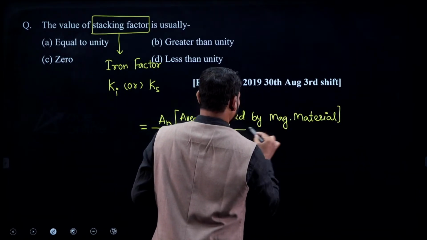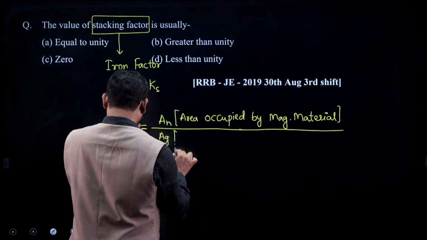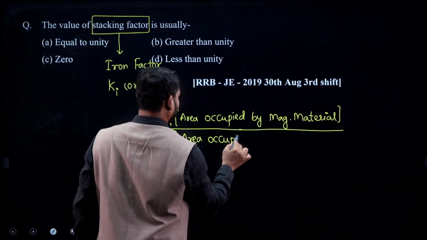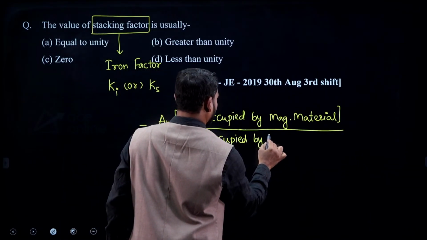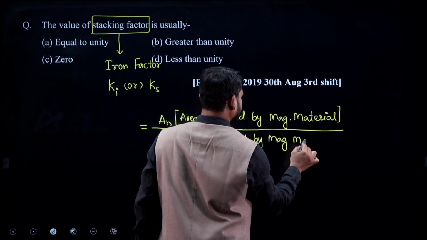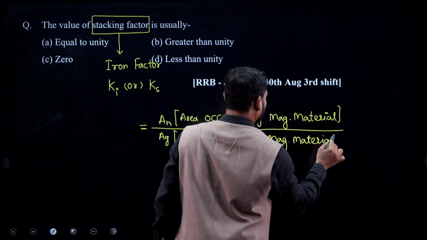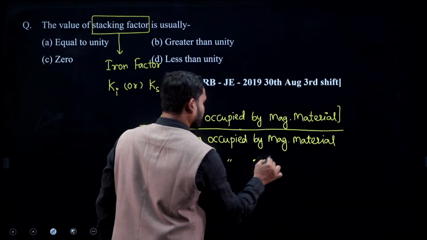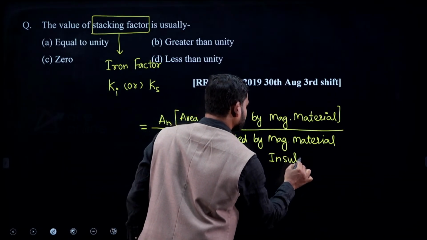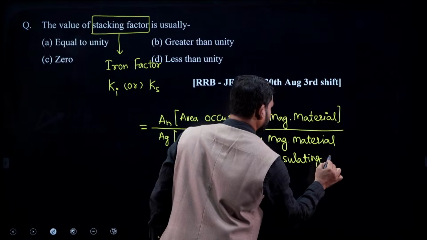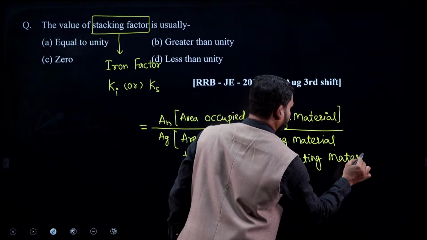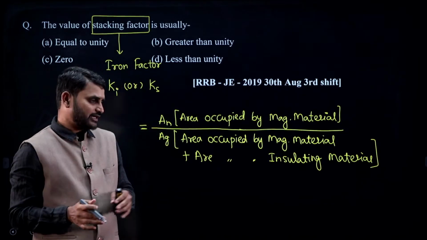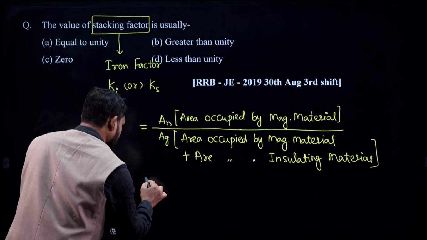Gross area of cross section is the area occupied by magnetic material plus the area occupied by insulating material or dielectric material. So, if you see the core, you have magnetic material and insulating material. Together it is 100%. So, the denominator is going to be 100%.